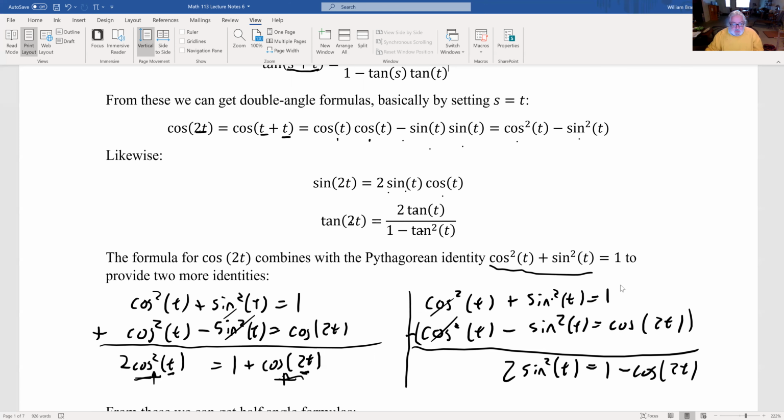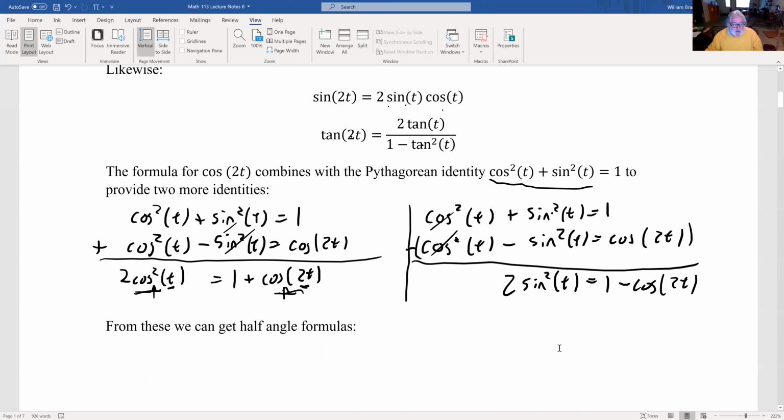So what this gives me then is I've got cosine 2t in terms of 2 cosine squared. I've got cosine 2t in terms of 2 sine squared. But I also have cosine squared in terms of cosine 2t, and sine squared in terms of cosine 2t. Okay, so we can get half angle formulas from this, which are kind of nice.